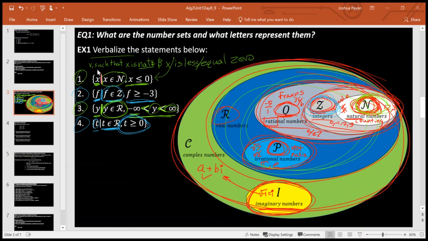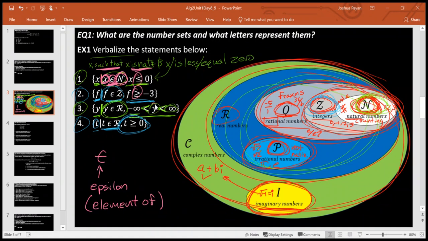Okay, so real quick, let's talk about what some of these things mean. So this bar right here just means such that. This right here is the Greek letter epsilon, right? And it just means that it's a part of, it's an element of, right? So x is an element of the natural numbers, right? Or x is in the natural number set. Okay, and then obviously we know what these mean. These just tell us the nature, right, of the actual variable, the actual number that we're talking about.